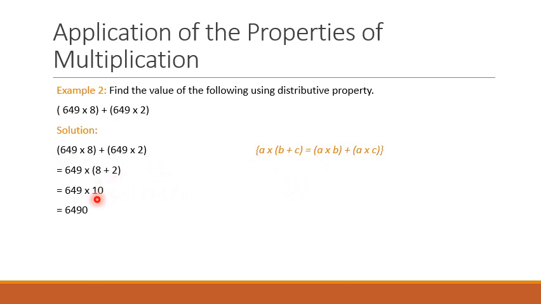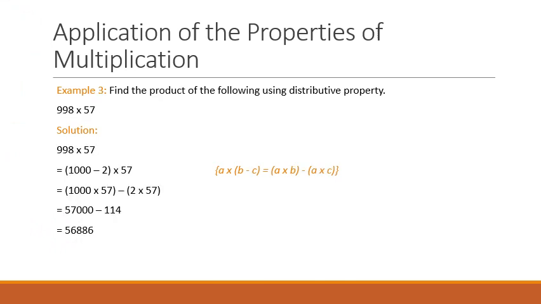Now 8 plus 2 gives me 10. So 649 multiplied by 10, the answer is 6490. So in this way the multiplication becomes very easy if we use distributive property. Otherwise, if you multiply 649 by 8 and 649 by 2 and then add the two products, it would take a lot of time. But by using the distributive property, the calculation becomes very easy. Let's see one more example of distributive property.